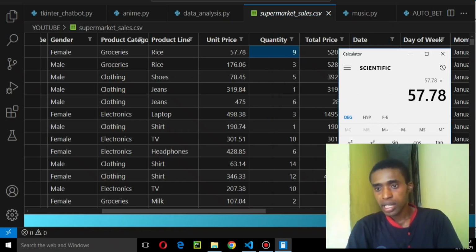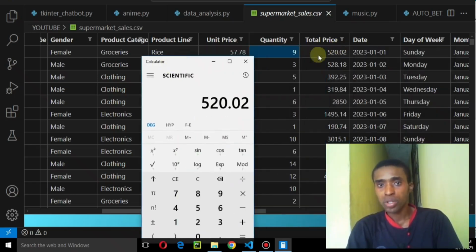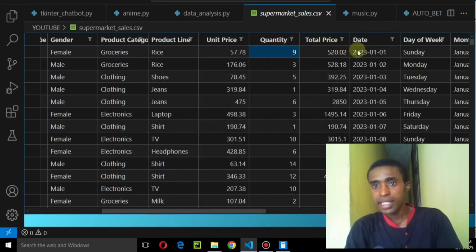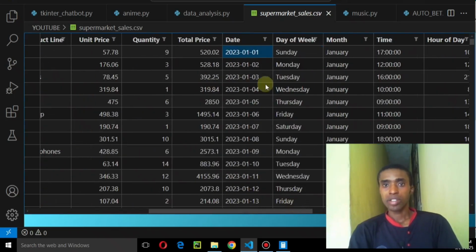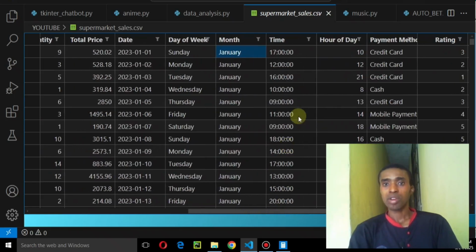57.78 times 9, and then we have 520. Each year we have 520.02, and then the date you bought it was 2023, 1st of January, and then the day of the week was Sunday, and the month was January. Remember that 0101 means 1st of January 2023, and then the time he bought it was, is this 24-hour time format, not 12-hour time format?